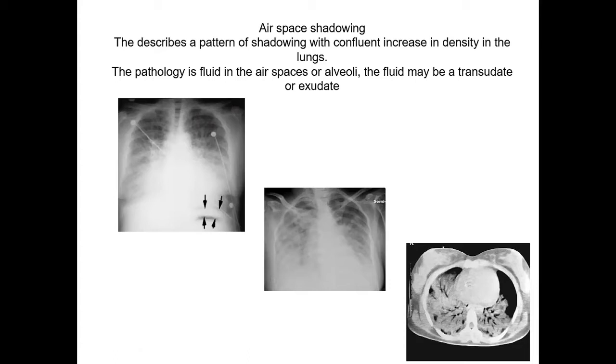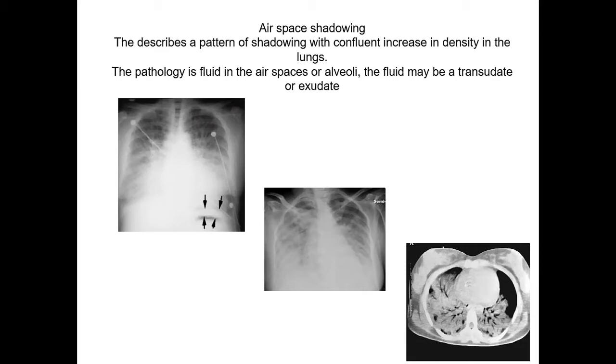So this is a density, it's uniform, and it's called airspace shadowing. And again, this is a fantastic name for the shadowing because it tells you that the pathology is in the air spaces. Now, the air spaces, does anybody know what the air spaces are? Well, they're alveoli. It's where the gas transmission occurs. And fluid, this is the density, is in the alveoli.